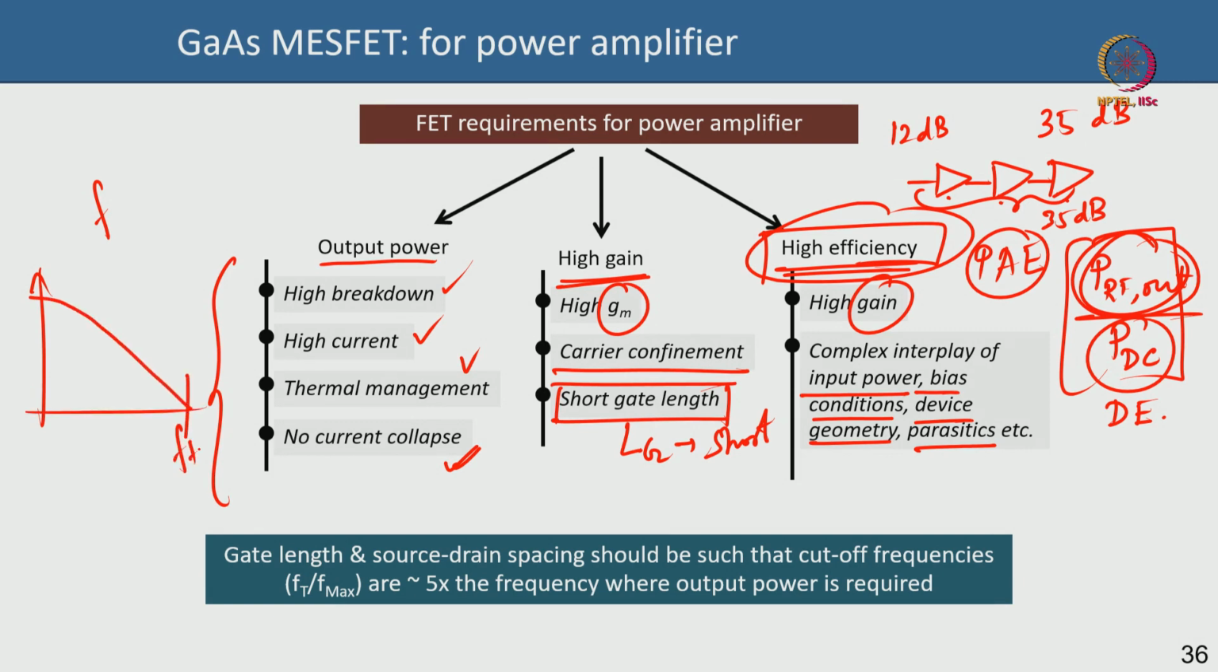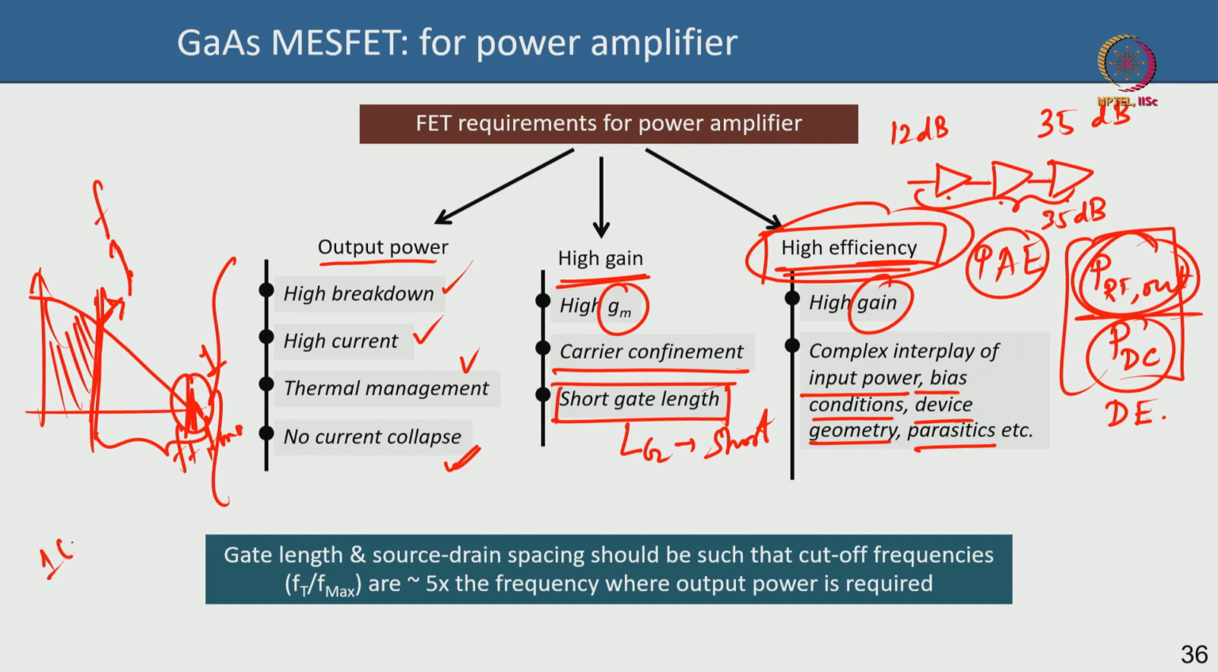This is your ft and maybe this is your fmax, very close. Okay, this is some frequency. You are going to get a power gain of 1 there. That is not where you want to operate. You want to operate here. So the highest frequency that you want to operate at should be at least 4 to 5 times, I would say, lower than the cutoff frequency.